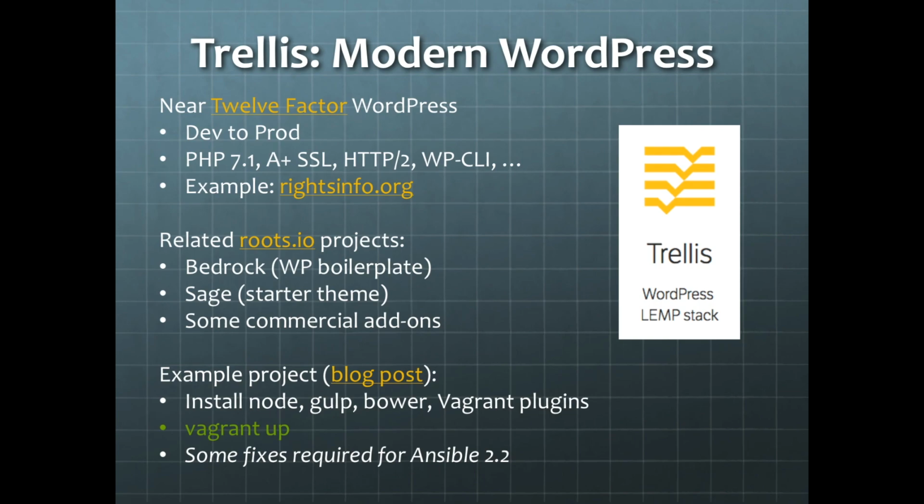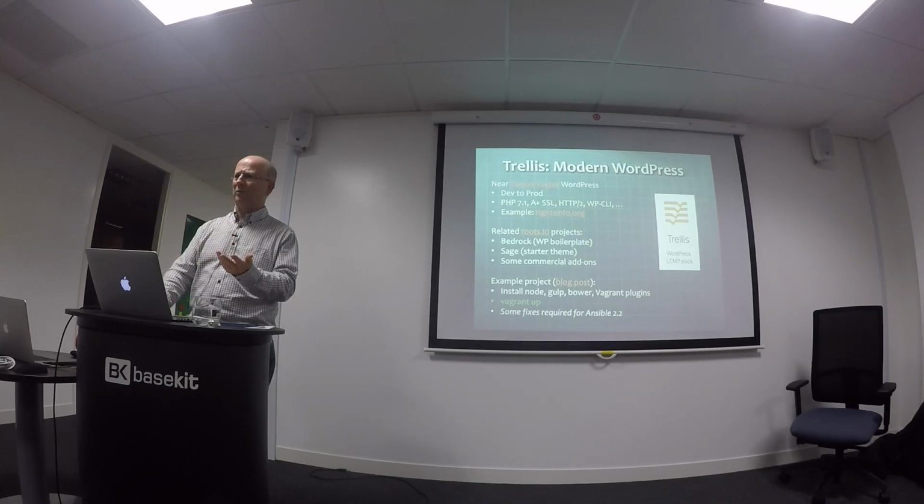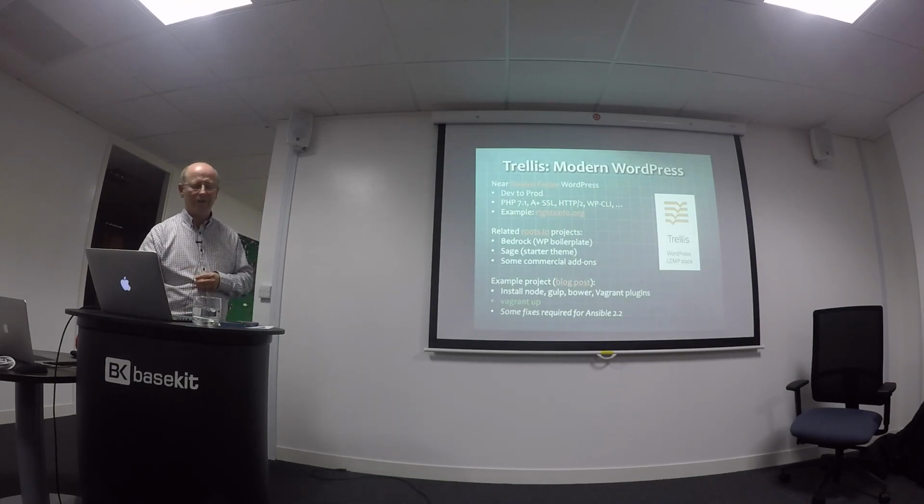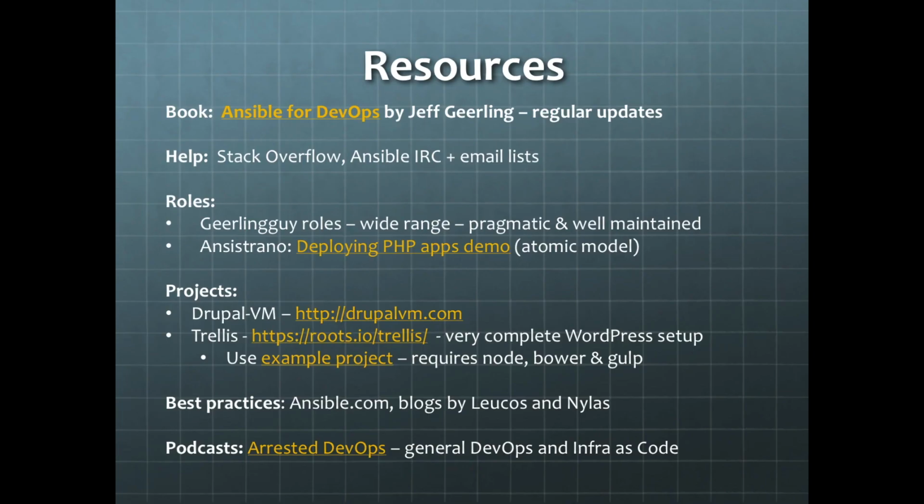I'll probably skip this slide, but for those who are into WordPress, Trellis is a really interesting project. You can download the slides later. It's doing sort of 12-factor WordPress, dev to production, modern PHP, really good SSL setup with Let's Encrypt automatically. It's much more hassle to get it working. I had to make some fixes to get it working with Ansible 2.2, but if you know some Ansible already, it might be worth looking at, if you're using WordPress and a modern approach to doing PHP from these guys who do some boilerplate and a theme as well.